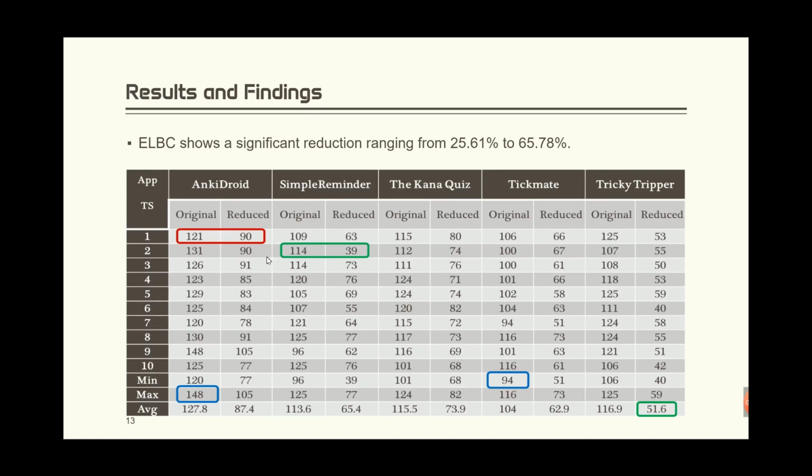The potential explanation for the least performance of ELBC in Ankydroid overall is perhaps the high average of test cases per test suite and the massive number of lines of code. Ankydroid has the biggest test suite with 148 test cases, while the smallest test suite is 94 test cases in the TechMate application.